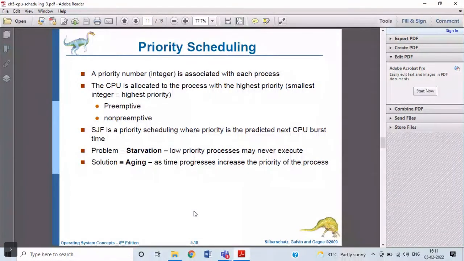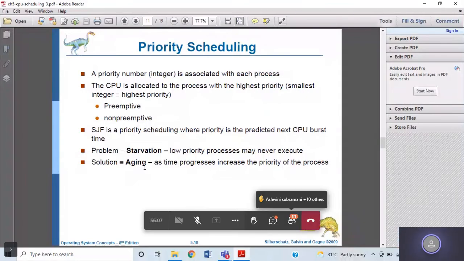So what is the solution for this? That is aging. What do you mean by aging? As time progresses, for example, suppose there are 10 processes. If we give the highest priority to 5 or 6 processes, those will keep executing in turn, and the last 4 processes will not execute. So when does the last process execute? That is a problem, called starvation.